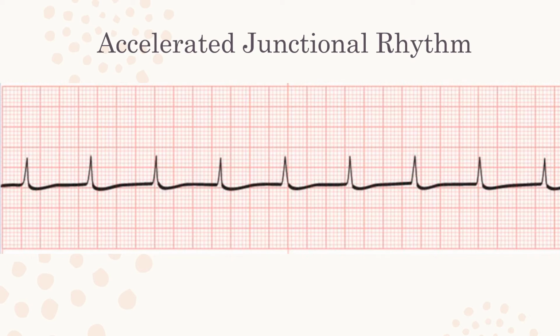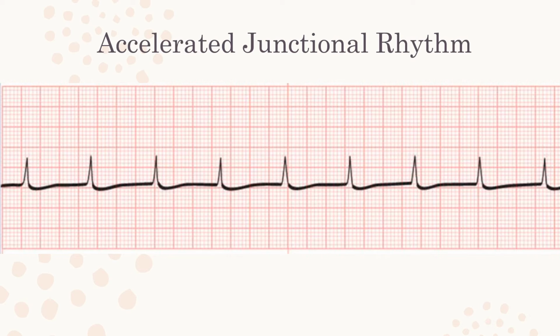Here's an example of an accelerated junctional rhythm. An accelerated junctional rhythm is when we have a junctional rhythm that is between the rate of 60 to 100. If you think of it in terms of equivalency, with sinus we've got sinus bradycardia, which is less than 60, normal sinus rhythm, which is between 60 to 100, and sinus tachycardia, which is greater than 100.